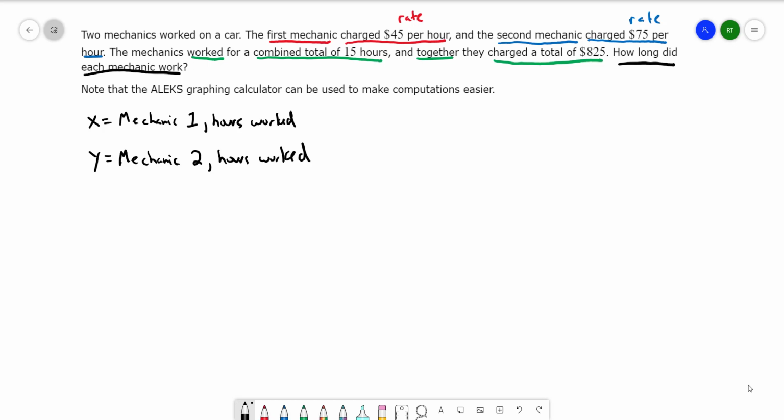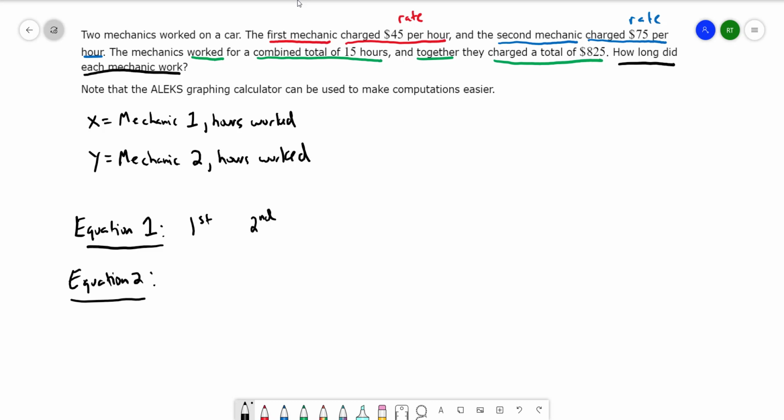Now that we know these are unknowns, we're going to need to create some equations. I'm going to say equation 1 and equation 2. For equation 1, I'm going to start with the second sentence, where it says the first mechanic charged 45 per hour, the second mechanic charged 75 per hour. So we know they charge something.